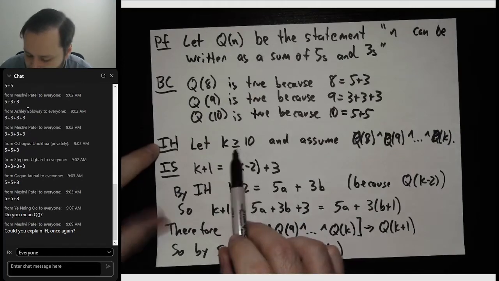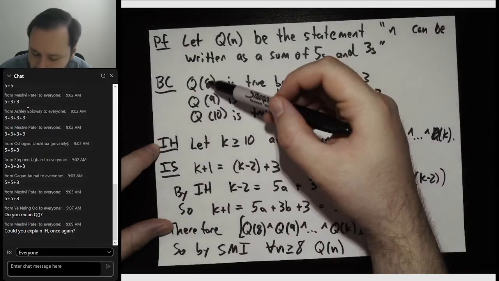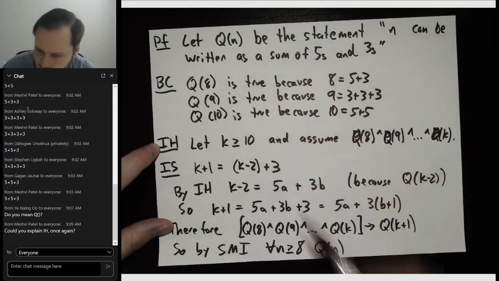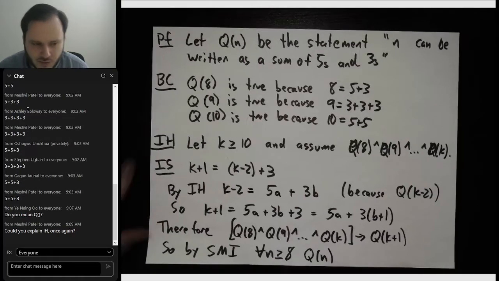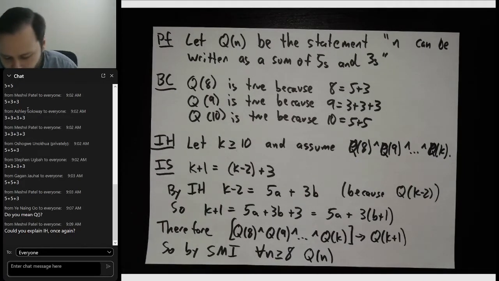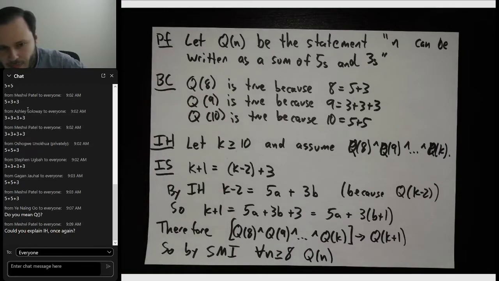So I'm using induction for any number bigger than 10, and my base cases cover 8, 9, and 10, which is why I get for all n greater than or equal to 8. Can I go back to my induction hypothesis again? Yes. So my base cases cover 8, 9, and 10. And now my induction step has to cover anything bigger than 10.